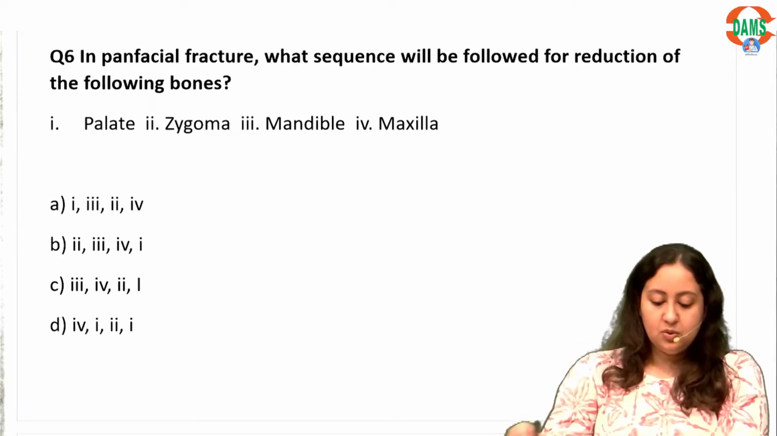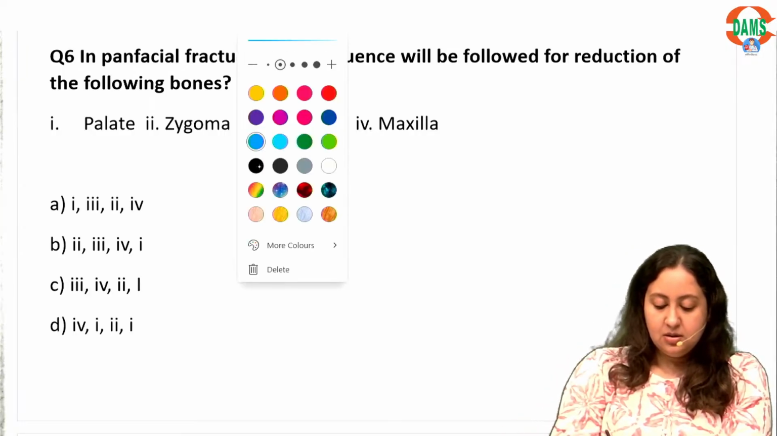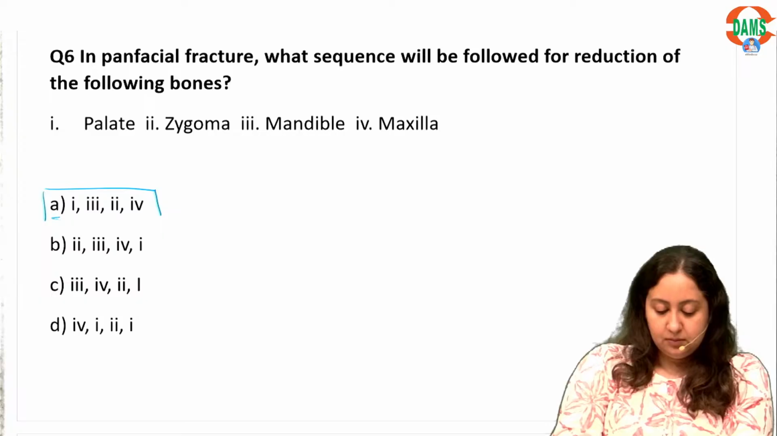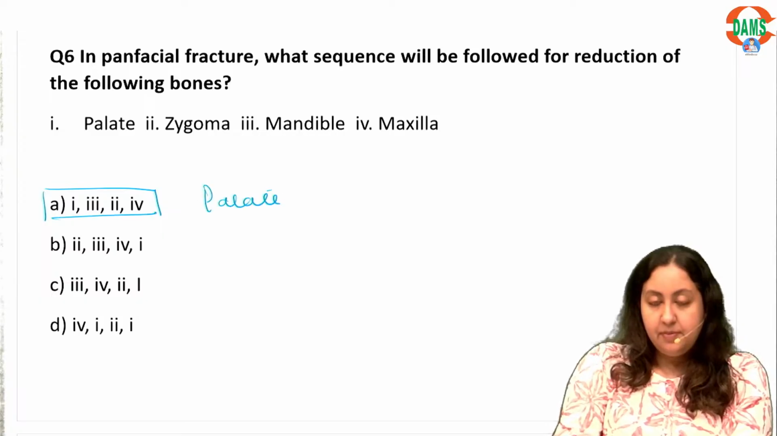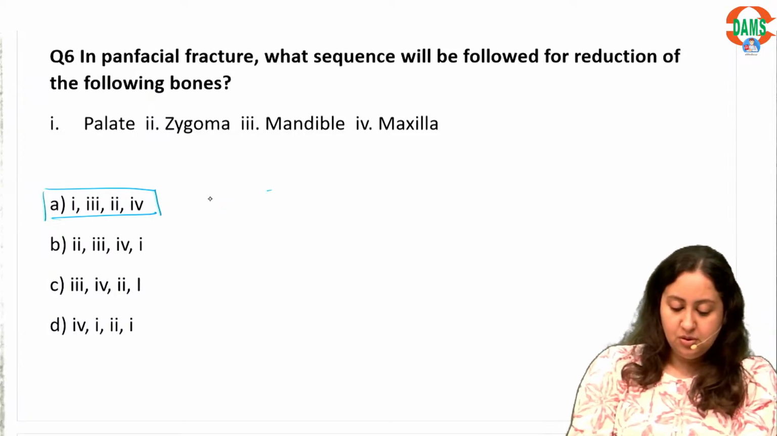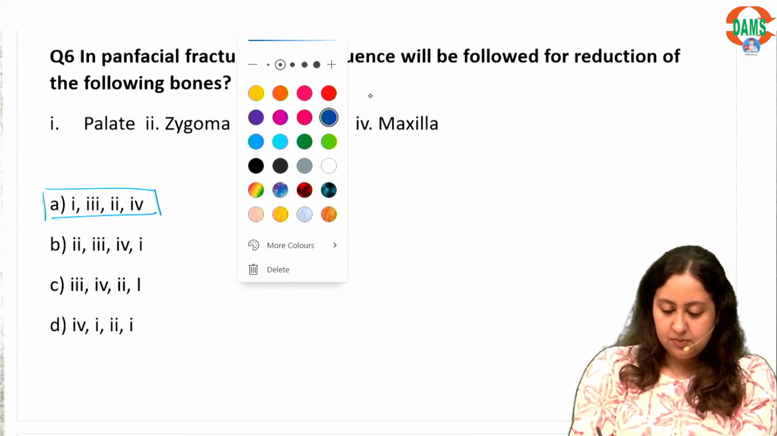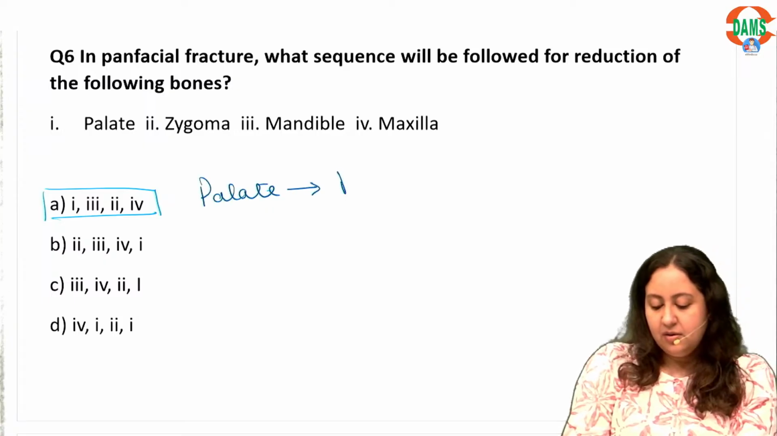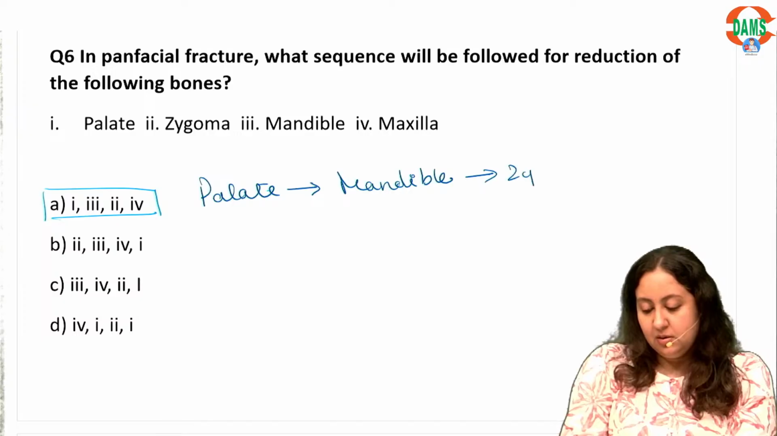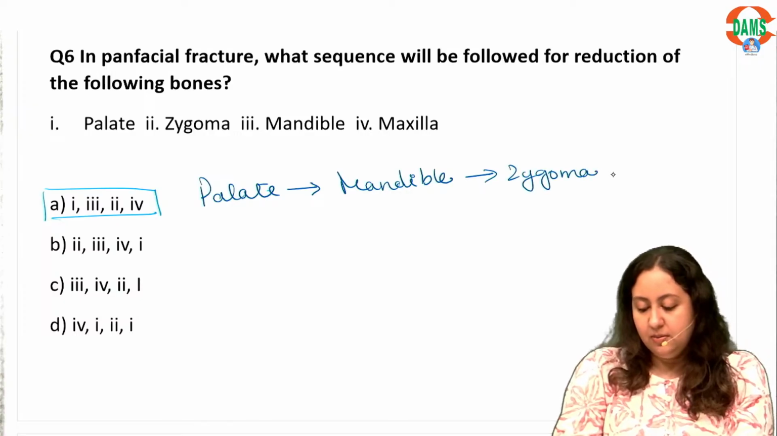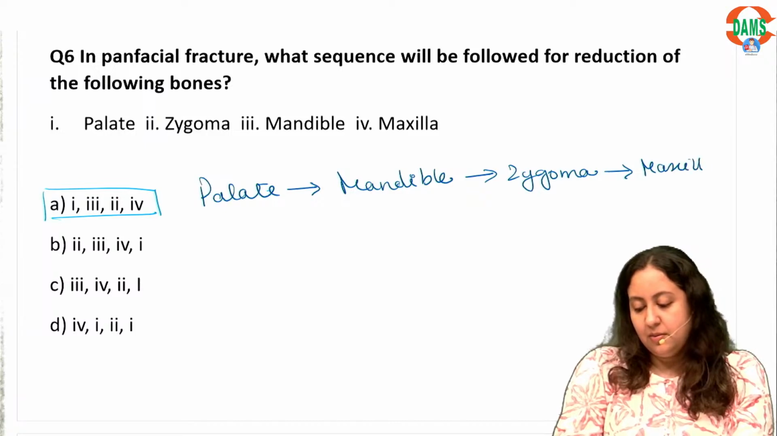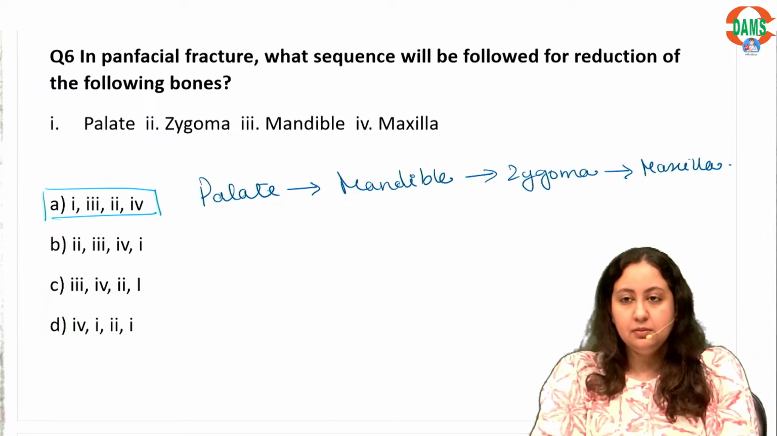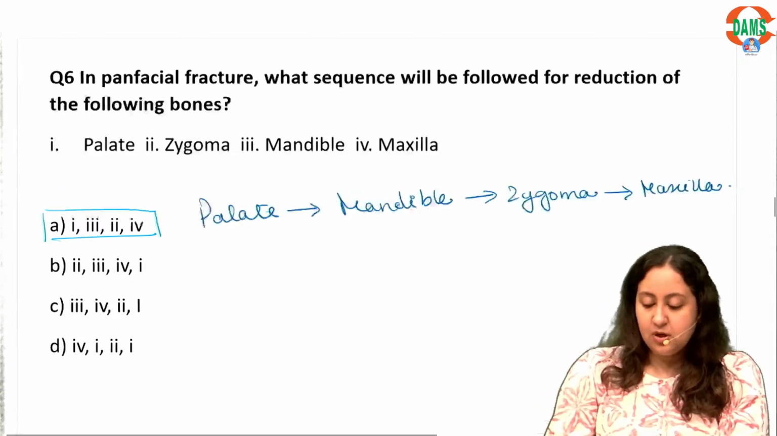Okay. So the correct answer here is option A. Palette. Is this ink visible to you all? I use a darker ink. Palette followed by mandible, followed by zygoma, followed by maxilla. Okay, I'll again go back to the sequence so that you people can revise.